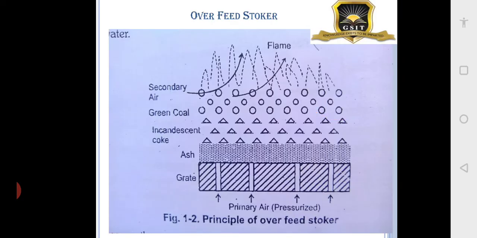This is the textbook diagram for the stoker. Again you can see the overfeed stoker here. The grate is at the bottom. On top there is ash, above that there is incandescent coke, above that green coal, and above that the flame. The same thing is shown in a sketch, so that you can draw it or reproduce it during examinations.